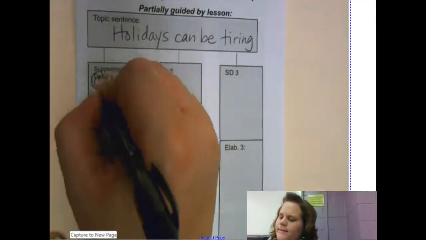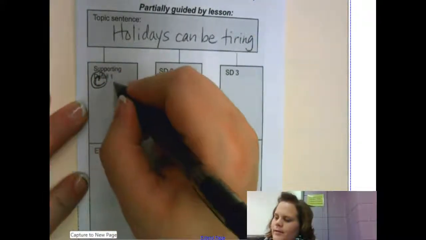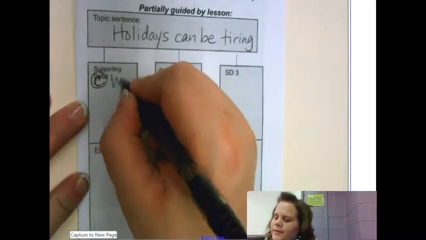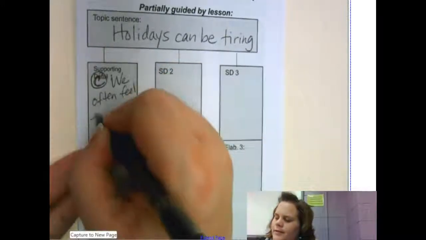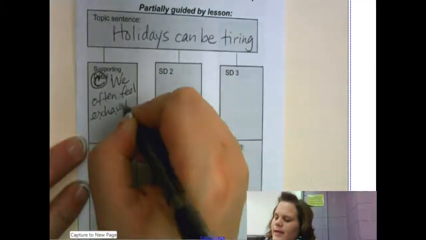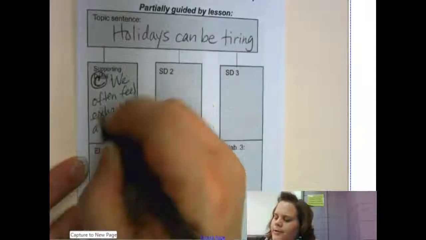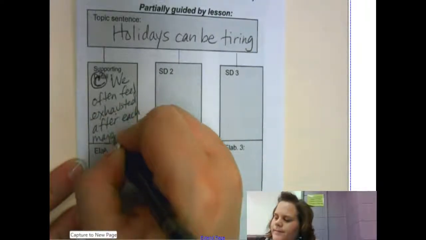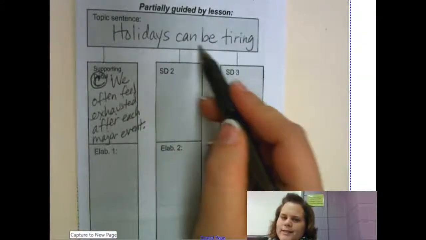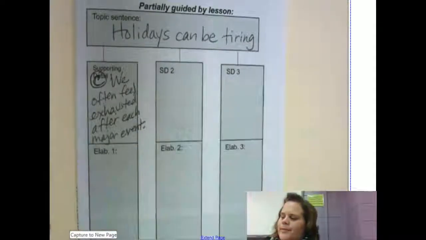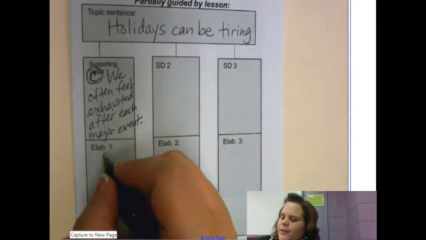To clarify this, we often feel exhausted after each major event. Clarification, you're explaining and you don't want to use the exact same words. So I'm going to leave this up to you, but here's what I think would be good.